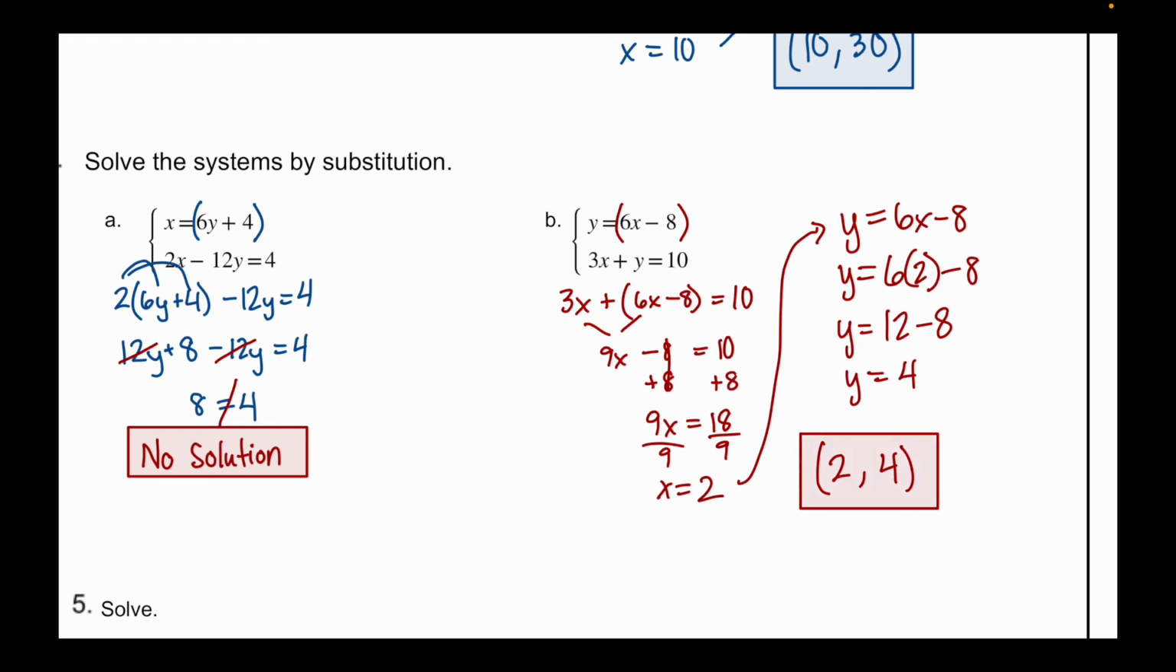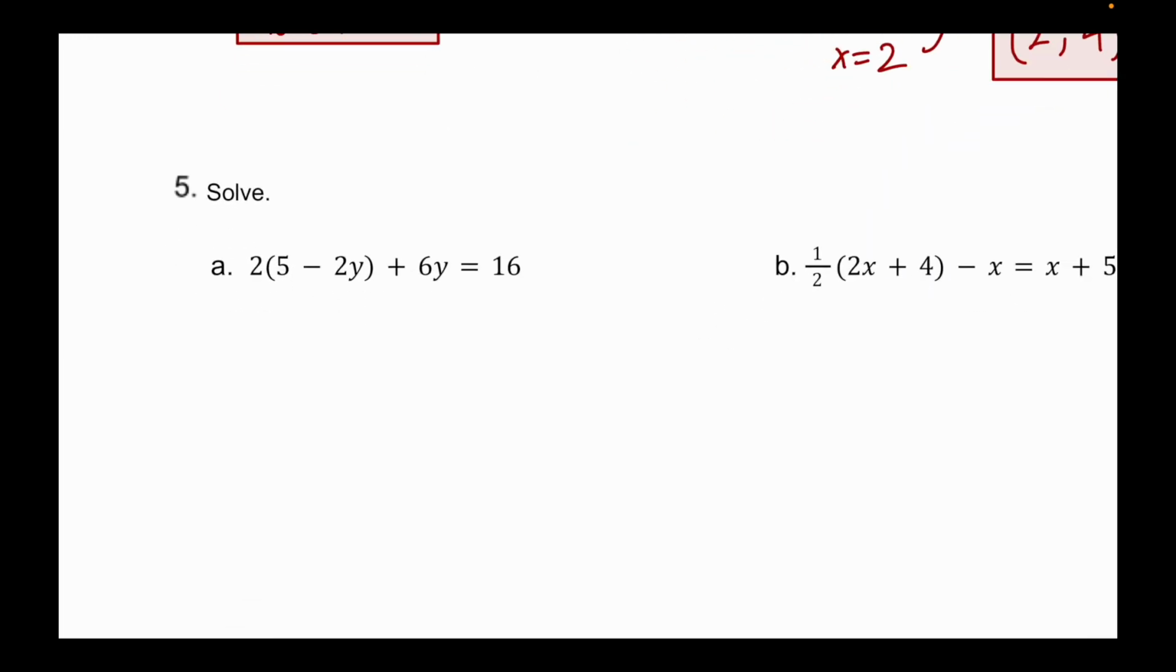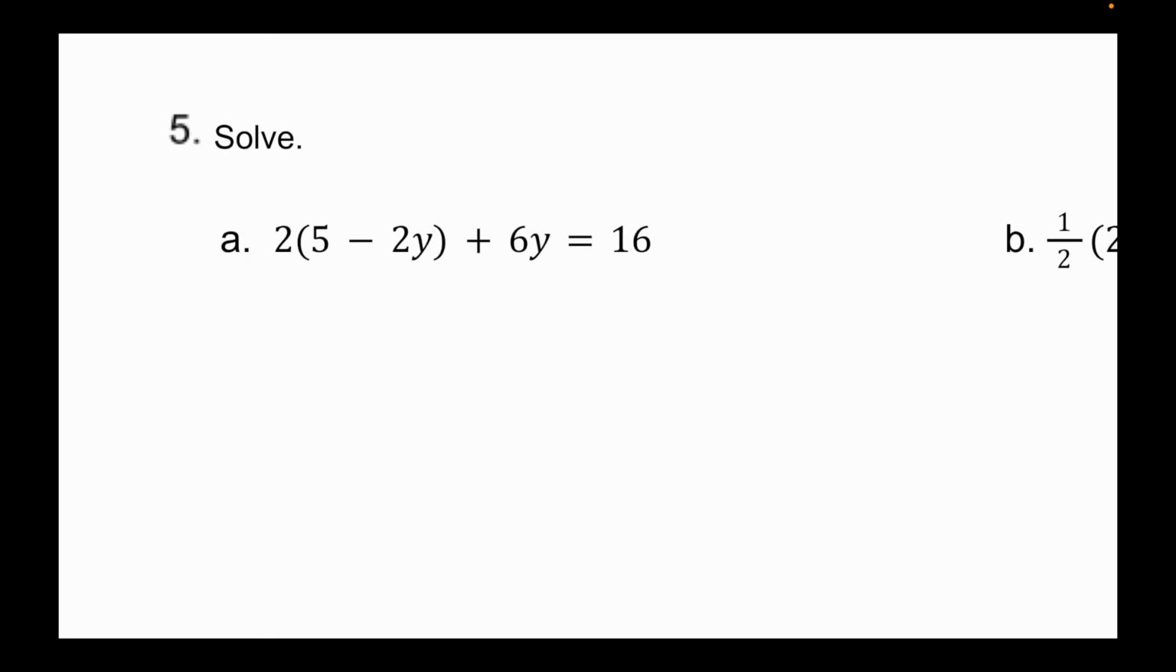All right, 2 more left to go. So it's part A and B of number 5 down here, and this one is just solving. So these are things with pieces already plugged in, only one variable. I'm just going to do the work here. So I'm going to distribute this 2 across. So 2 times 5, 10, and then 2 times negative 2, negative 4y plus 6y equals 16.